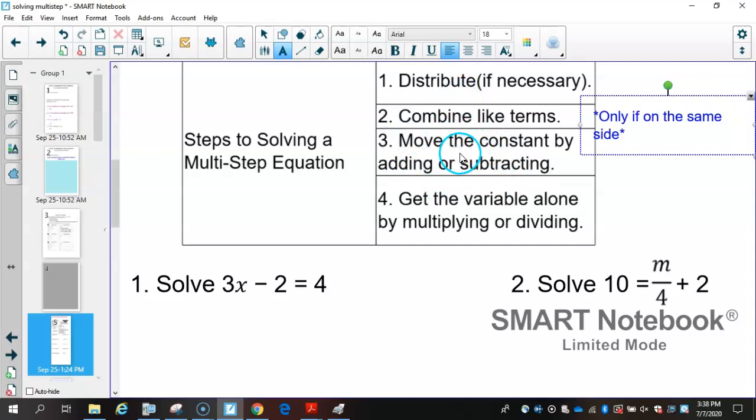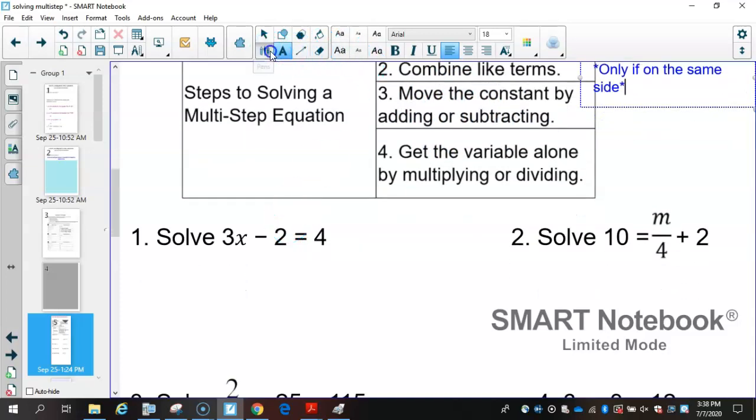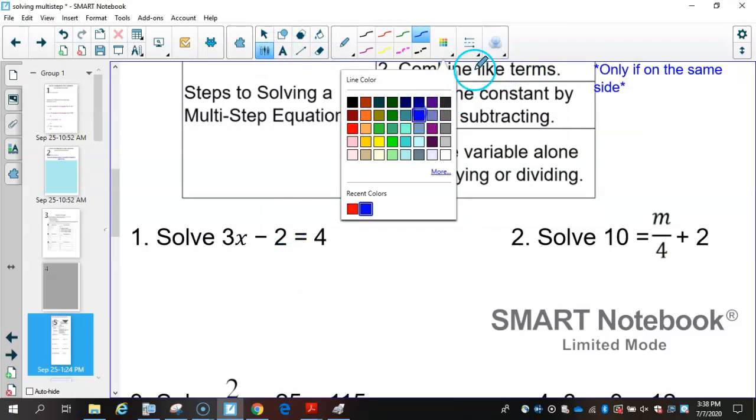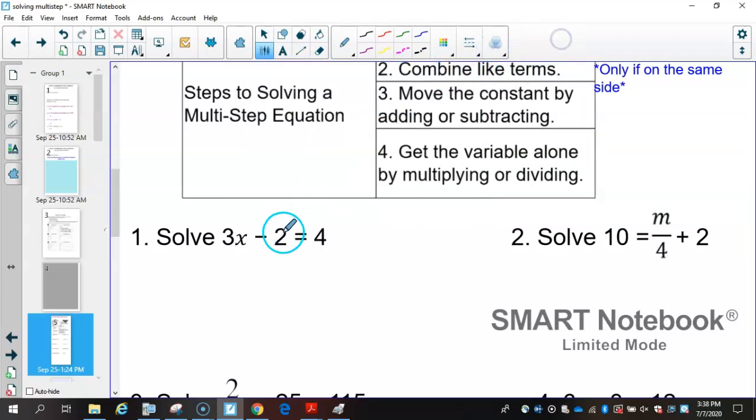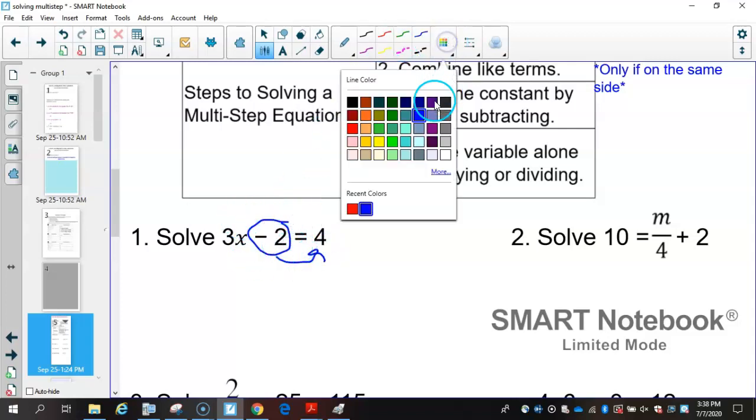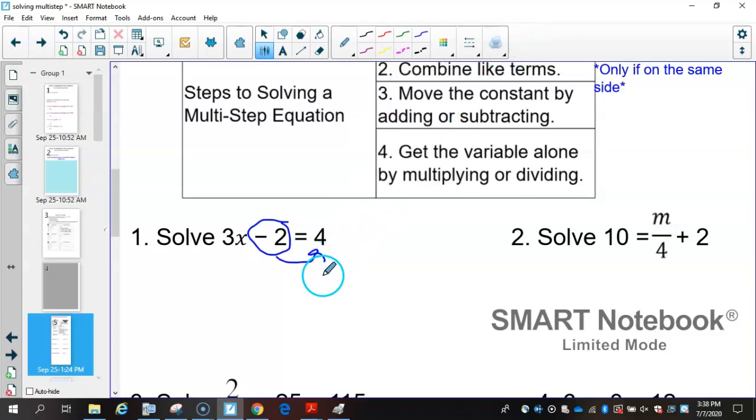Move the constant by adding or subtracting. So if you think back to what a constant is, it's the number without a variable. So this -2. If I were to move this to the other side, I need to use inverse operations. Here we have a -2, or this could be the same thing as -2. So if this is negative or it's subtracting, to undo this I have to do what? Add, right.